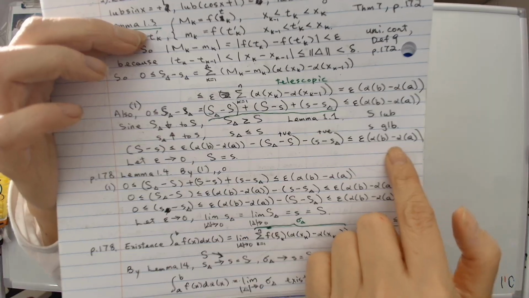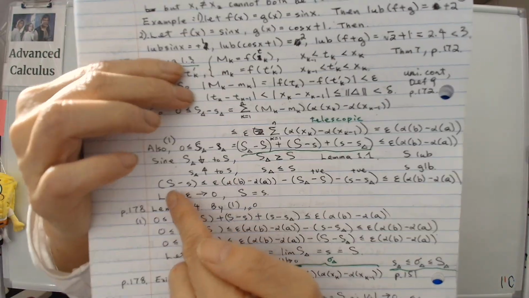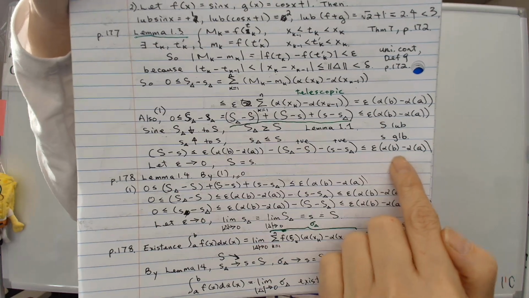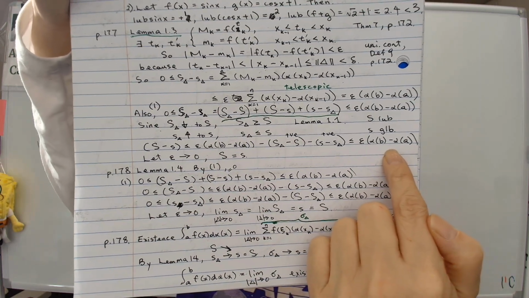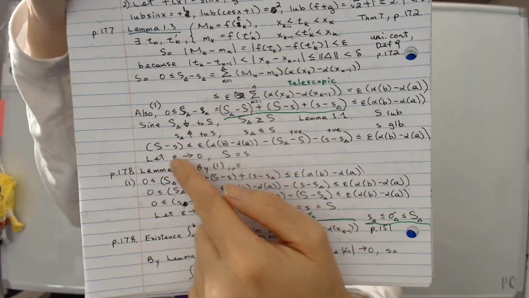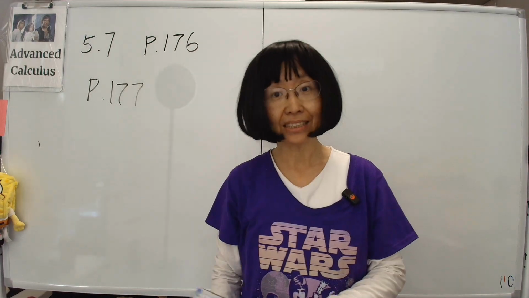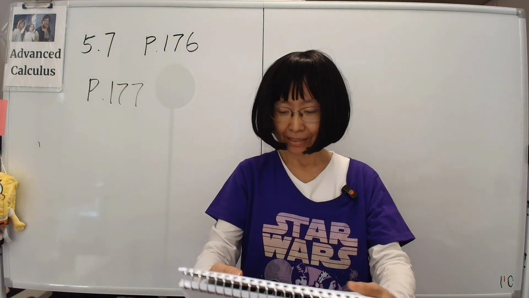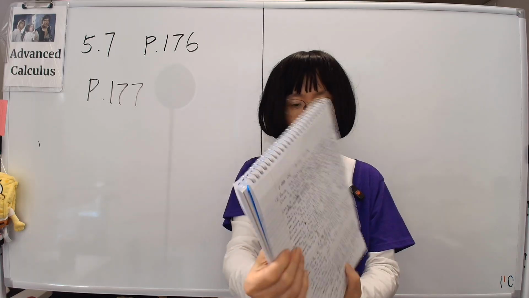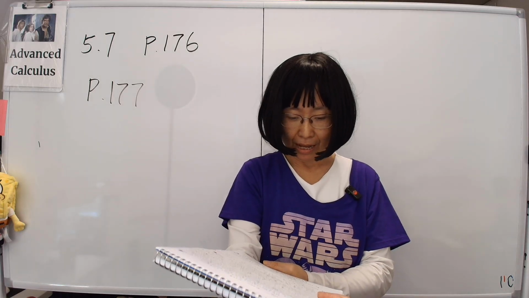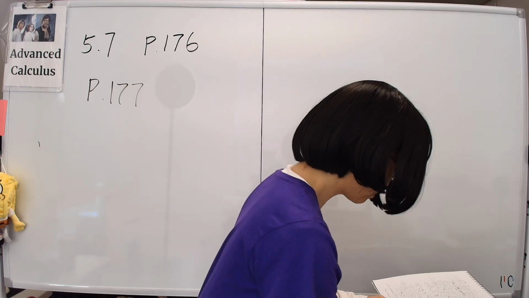All right, so what does that mean? That means big S minus small s is less than or equal to epsilon times some fixed value. You let epsilon go to 0, and then we have proven that they are the same thing. So big S is the same as little s. Now remember, even though there are limits of something.